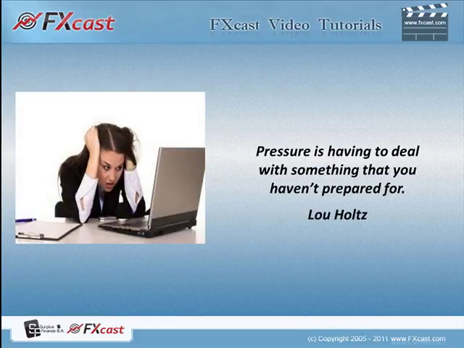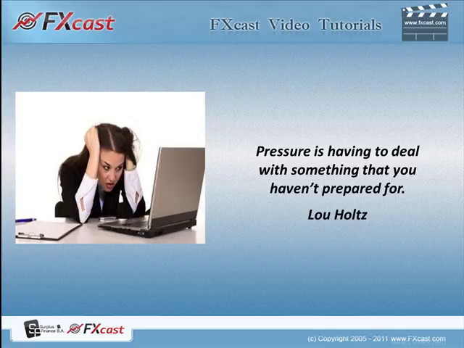Lou Holtz, a famous coach for Notre Dame in the States, once said that pressure is having to deal with something that you haven't prepared for. And so we prepare and we avoid that pressure by knowing the type of day, knowing what times of day.